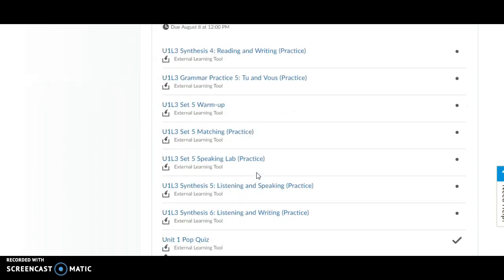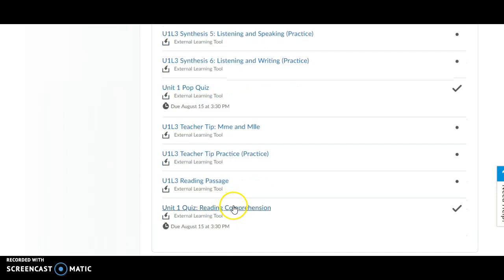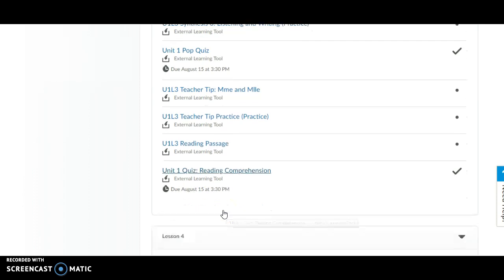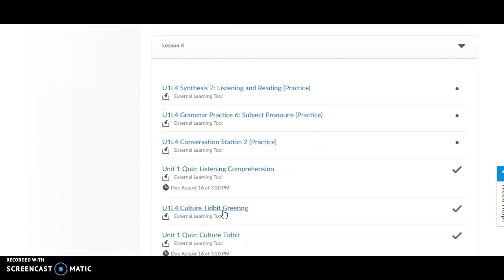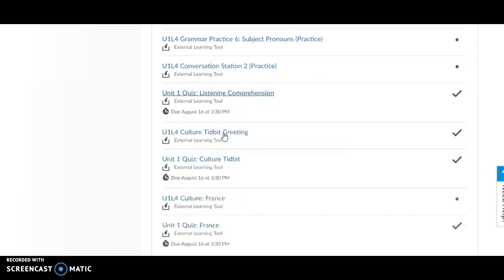Lesson 3 is when you start to have assignments due. It's usually where you have the pop quiz, so you'll always have the pop quiz in Lesson 3 and either a listening comprehension or reading comprehension quiz to complete. You have a reading passage and then a little quiz right after. Lesson 4 is also some more practice, practicing what you learned. You'll again have either a listening comprehension quiz or a reading comprehension quiz in Lesson 4 and a couple culture quizzes.